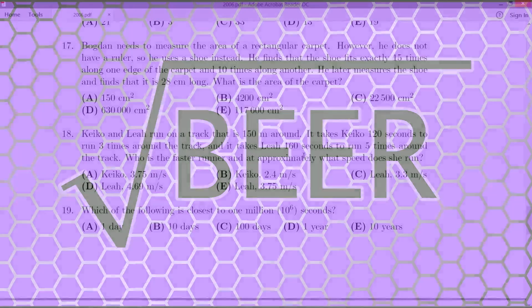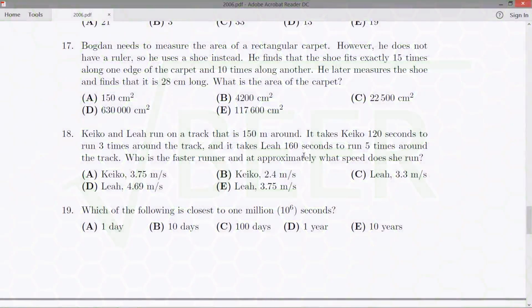We're looking at question 18 now on the 7th grade Gauss paper from 2006. Keiko and Leah run on a track that is 150 meters around. It takes Keiko 120 seconds to run 3 times around the track. And it takes Leah 160 seconds to run 5 times around the track. Who is the faster runner? And at approximately what speed does she run?